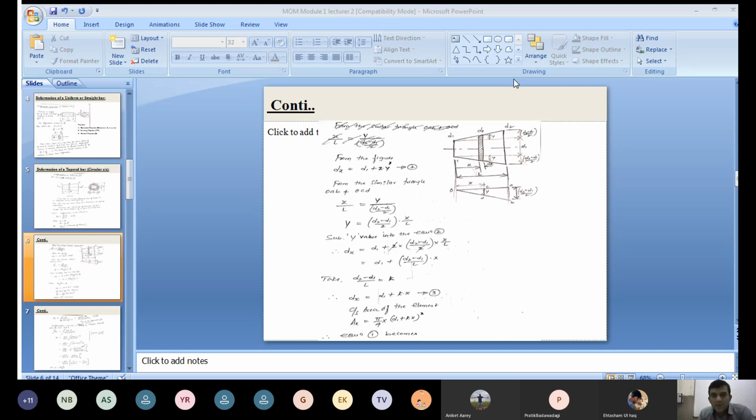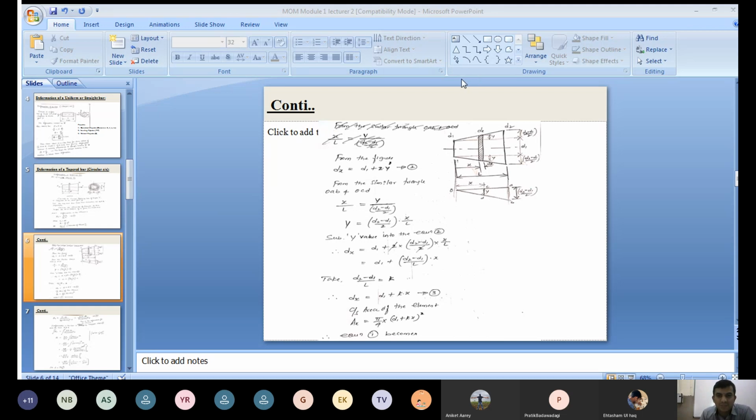But what is our aim? Our aim is to determine the diameter of the small element, d suffix x. How do you calculate d suffix x? From here to here it is D1 plus y, and this side also y. Now you can see from the figure, d suffix x is equal to D1 plus 2 times y, right?